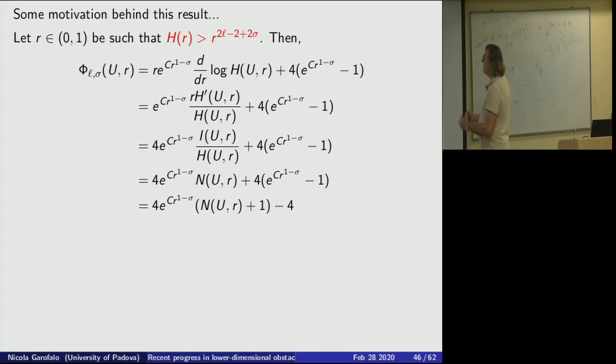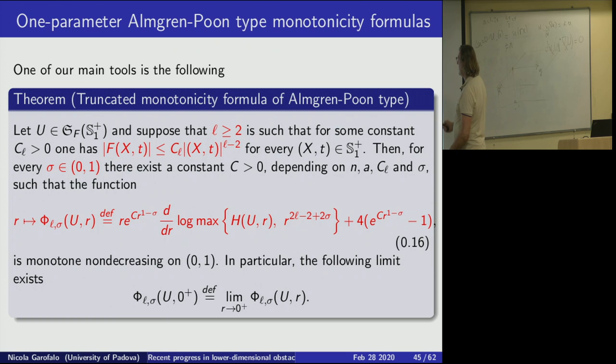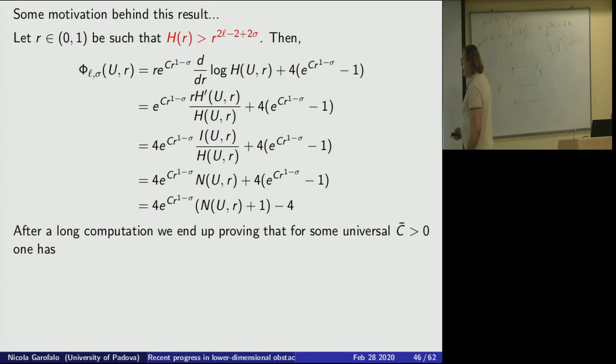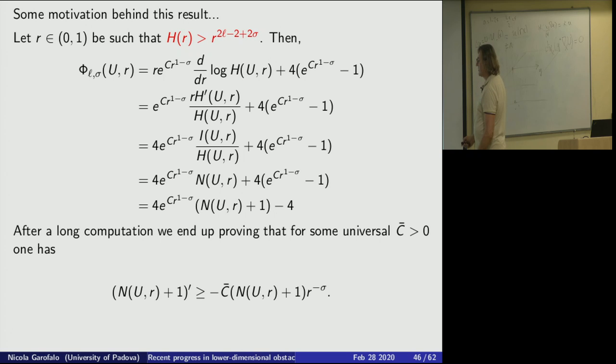And let me give you a very quick motivation for this result. So what happens when h is above this power? So you know that the function is not going to 0 too fast. So when h is above this power, if you write down what I started from, you end up with this information, okay? So you can rewrite this object like this. That's the motivation. You see, this is the frequency. So after a long computation, you end up proving that there exists a universal constant for which this quantity here, differentiated, is bigger than or equal to this.